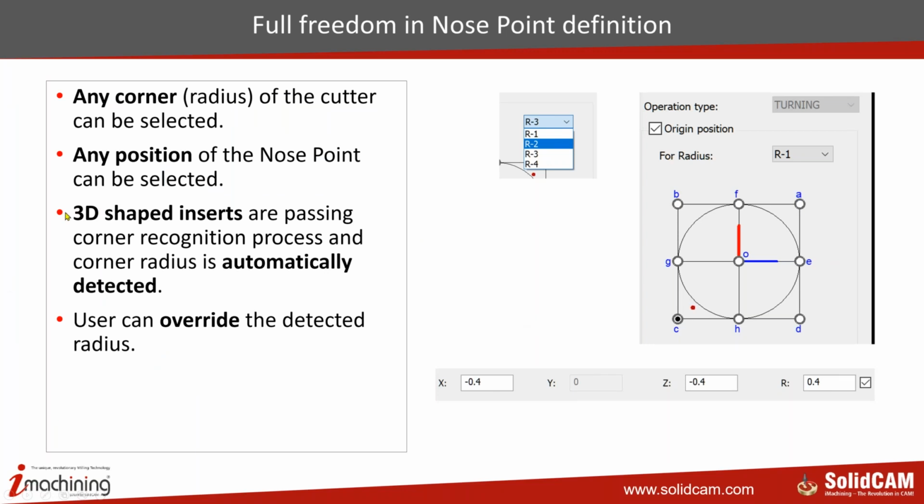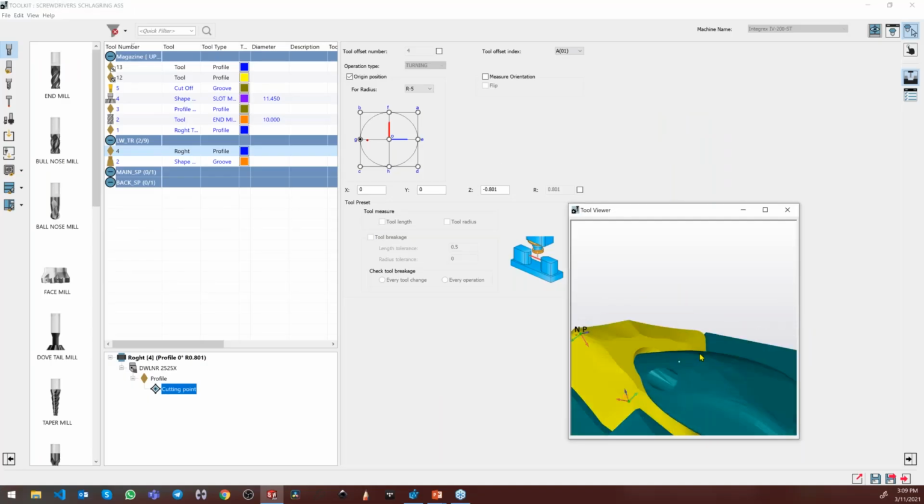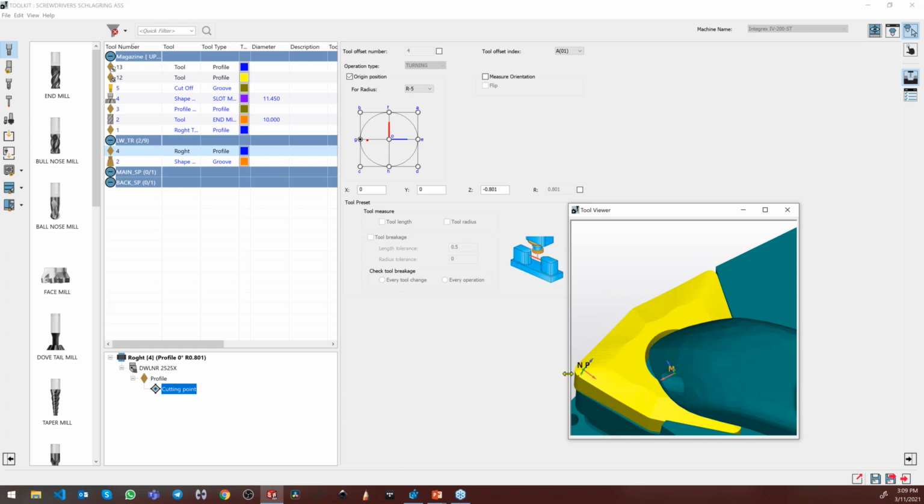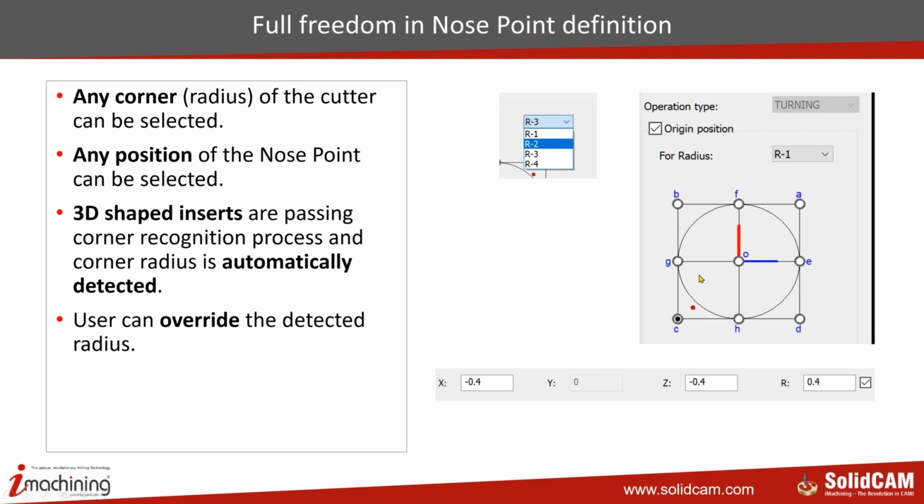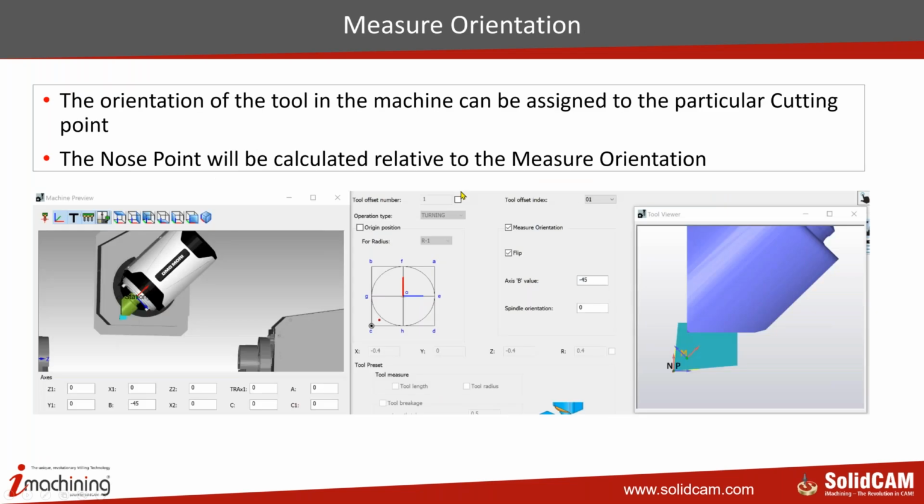When we go to the 3D tools, as you can see, this tool is a 3D shape. We automatically detect the corners of the cutter and give you the ability to select them. So it is also very important. So today, when you're cutting a part in turning, you can get complete freedom of nose point definition. It is a huge change relative to previous versions.